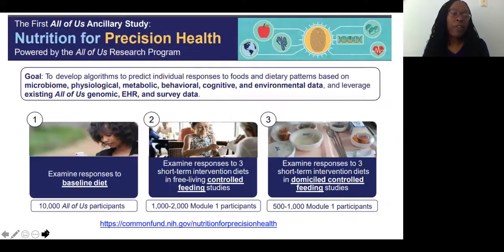And one of our first ancillary studies using All of Us is our Nutrition for Precision Health. And we are recruiting participants that are already enrolled in All of Us. And then of course, we're encouraging others to join. These individuals will complete a baseline dietary exposure survey, and then they will be randomized to intervention diets and free-living controlled feeding studies. And we'll examine the responses to 3 short-term intervention diets. And this study is already in the works.